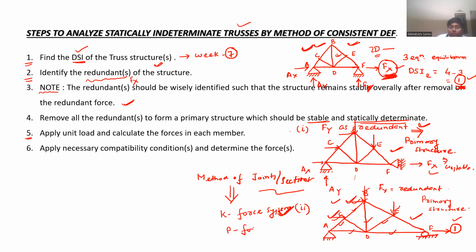And the P force system represents forces due to external load. If you are not getting it, just go back after the class and check. In week 3 or week 4, we have discussed how to determine deflection of joints in a statically determinate truss. So first you determine the P force system for the primary structure, then remove all those external loads, apply unit load, then determine all those member forces, store it as the K force system. After this is done, apply the necessary compatibility condition. This is the most important part you need to understand here.